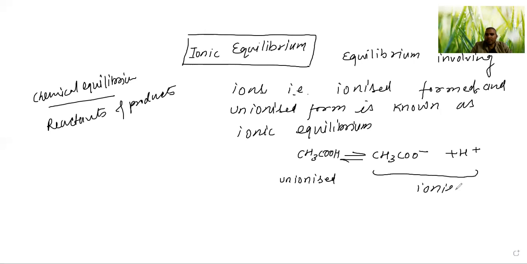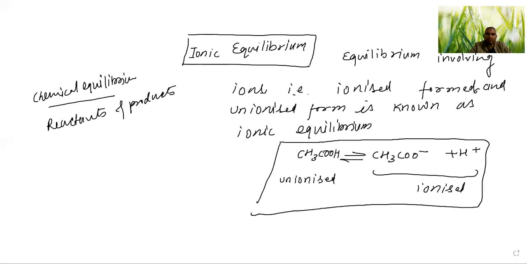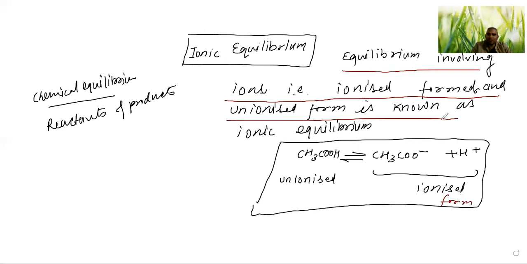If these types of things are involved in a reversible reaction, they are termed ionic equilibrium. That is the definition: equilibrium involving ions, that is the ionized form, and the unionized form, is known as ionic equilibrium. This is the ionized form, and this is the unionized form.